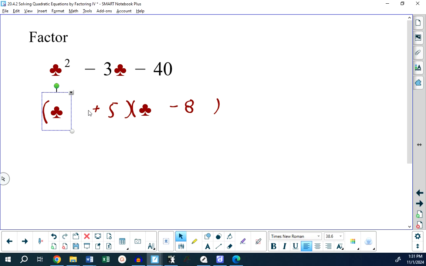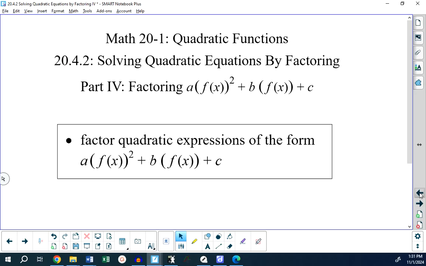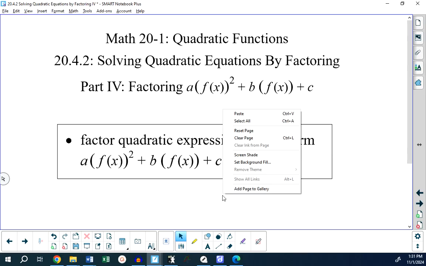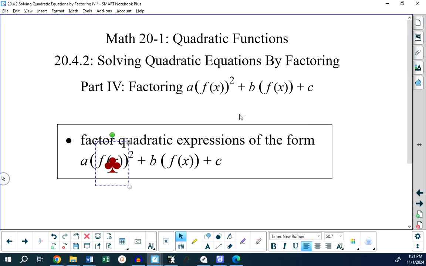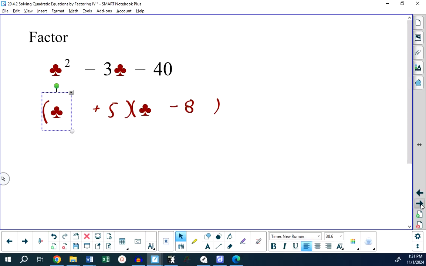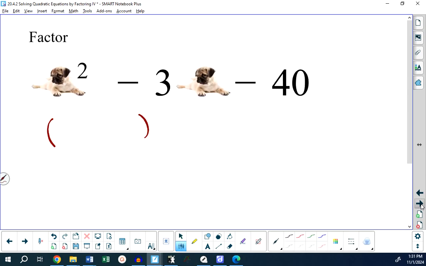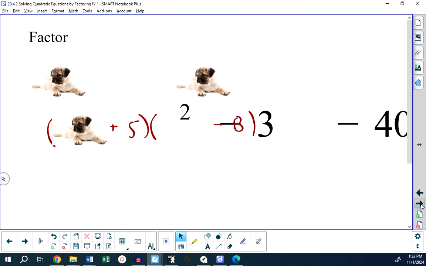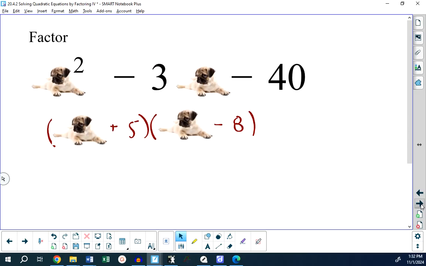Now these are all with a equals 1, but it doesn't change the fact that this is like saying we're learning how to factor that. It's just that it's not going to be x, it's not going to be a club, it's not going to be t, it's not going to be a puppy. But if it were, that's what it would be, correct?